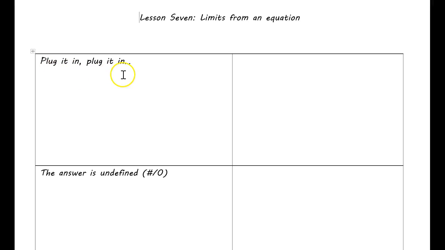Now, the first kind we're going to do is the easiest. It's "plug it in," is what I wrote. But in the books or elsewhere, your teachers will tell you to use direct substitution, is what it's called. Meaning that, remember, a limit is what y value you are approaching. And in a lot of cases, the y value you're approaching is the y value where you exist.